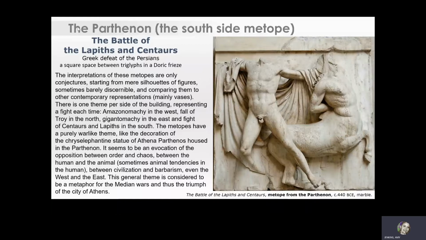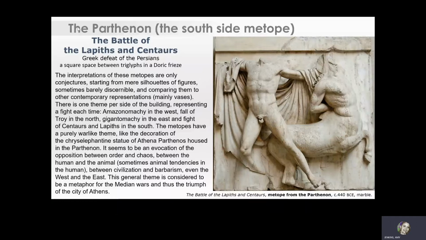There is one theme per side of the building, representing a fight each time. Amazonomachy, that's hard to say, in the west, the fall of Troy in the north, Gigantomachy in the east, that's the fight between gods and giants. And the Lapiths and Centaurs in the south.